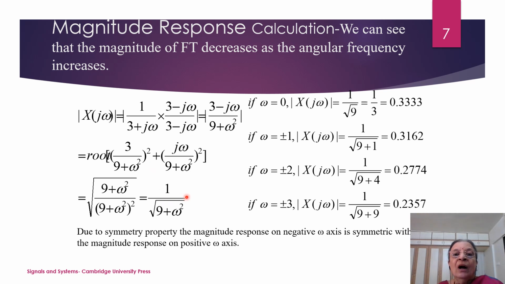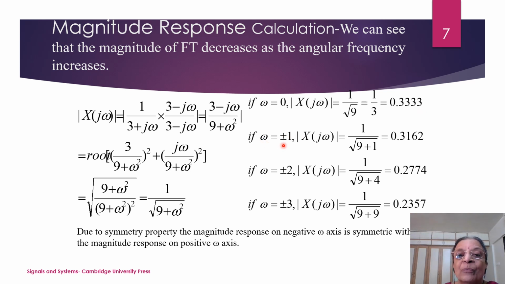Now how to calculate the magnitude response? For that I will have to go on putting different values of omega. So initially I put omega equal to 0. So what will be the magnitude of x of j omega? When omega is equal to 0, this will be just 1 upon under root of 9. So 1 upon 3 is 0.3333. This is the amplitude at omega equal to 0.